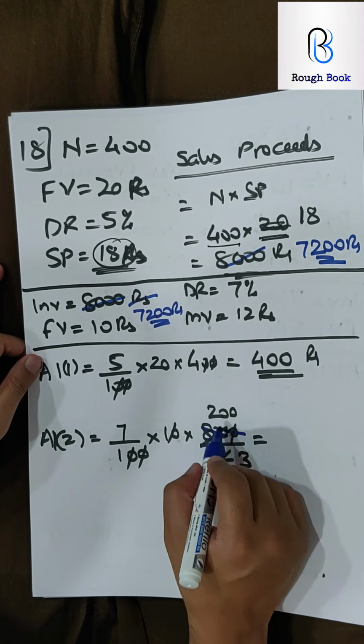So let's do this part again. 7 by 100, 10%, 7,200 by 12, 00, 12 ones are 12, 6 sevens are 42, and 10, 420. So therefore change in income is AI2 minus AI1. 420 minus 400, that is only 20 rupees.